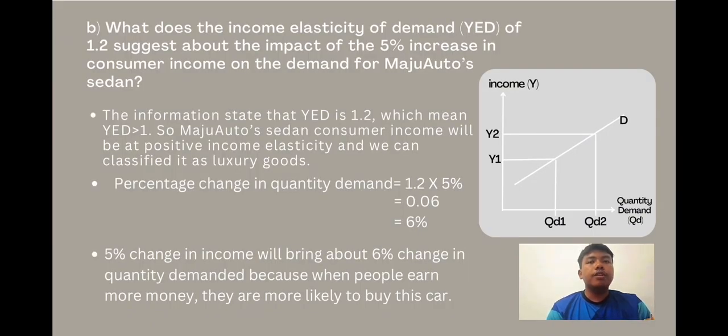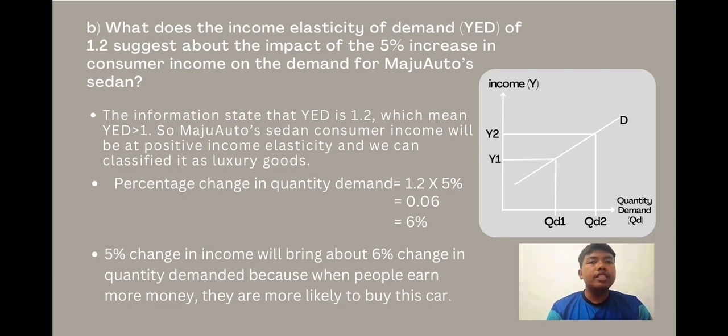For the next question B, what does the income elasticity of demand YED of 1.2 suggest about the impact of the 5% increase in consumer income on the demand for Maju Auto's sedan? The information states that YED is 1.2, which means YED is more than 1. So Maju Auto's sedan has positive income elasticity and we can classify it as a luxury good.